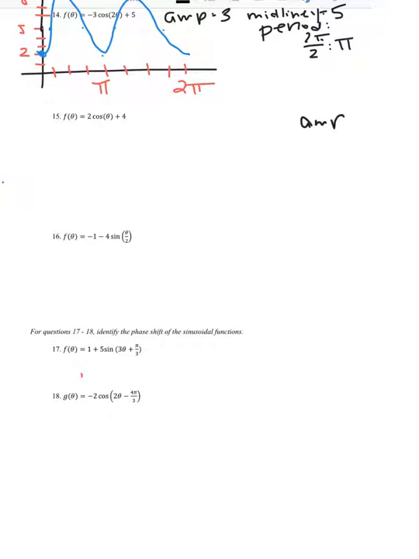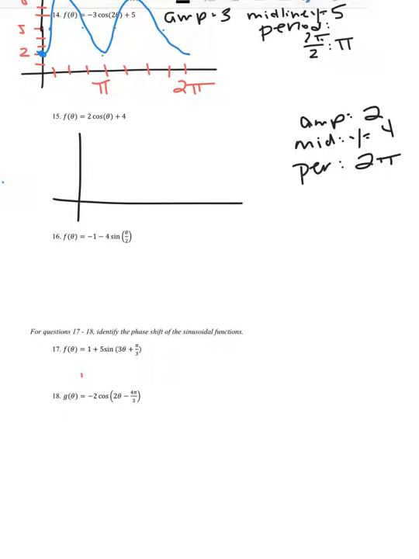The amplitude here is 2. The midline is y equals 4. And then the period here is 2 pi over 1, which is just 2 pi. So when I go to graph it, my midline is all the way up at y equals 4. And then I head up another 2 for my amplitude, and then down 2 for my lower side. And then for my x-axis, I stop at 2 pi.